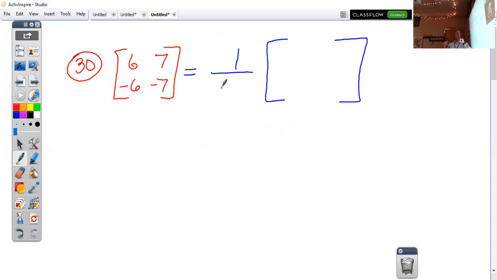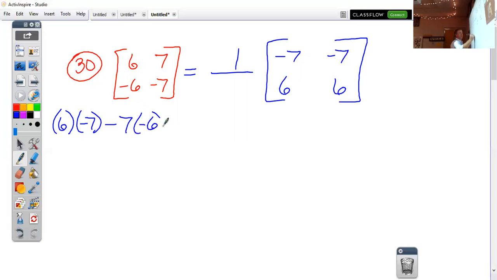What switches places? What 2 numbers? The top left 6 and the bottom right negative 7. So the negative 7 comes there, the positive 6 goes there. And what do I do to the other 2? Change their signs. So 6, negative 7. And now I just got to find the determinant. So 6 times negative 7 minus 7 times negative 6. Negative 42 plus 42. What is that? That's positive, that's it. Yeah. Everybody, positive 7.